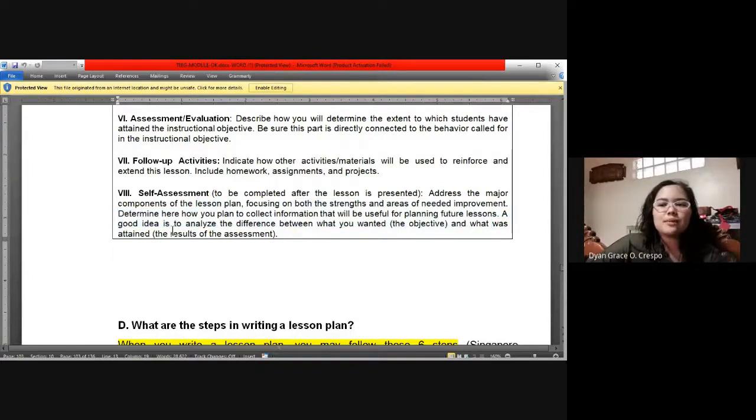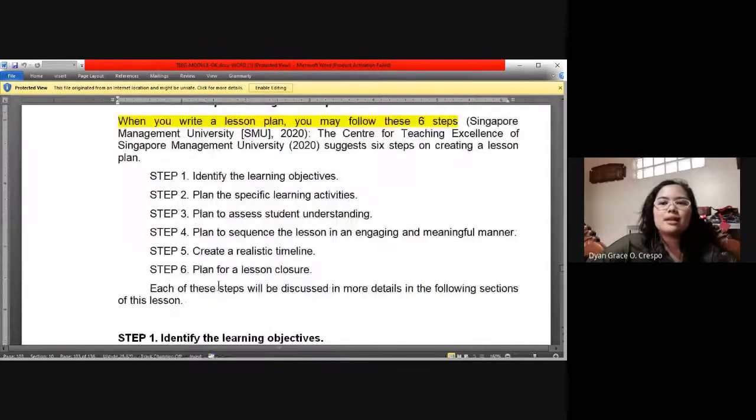So, what are the steps in writing a lesson plan according to SMU? One, identify the learning objectives. Good thing some books already have objectives, so you can just copy them. They also have activities already, so you'll just add the activities that you would like to add as a teacher, as a little spice to what they already have.